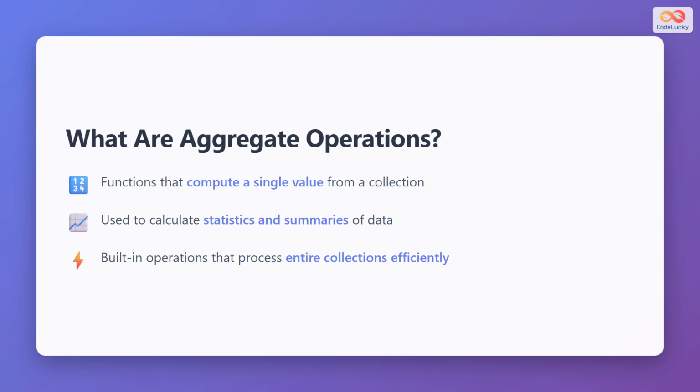Aggregate operations are functions that compute a single value from an entire collection. Think of them as mathematical operations that process all elements and return one result. They're used to calculate statistics and summaries of your data. For example, finding the total of all numbers or counting how many items meet a certain condition. These built-in operations are optimized to process entire collections efficiently, saving you from writing manual loops.